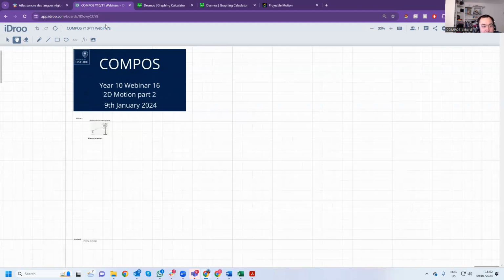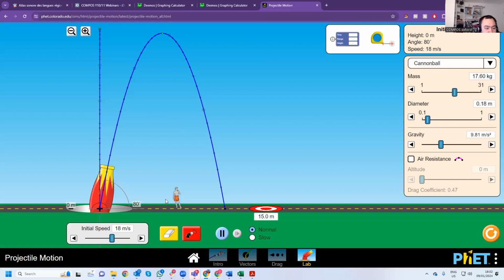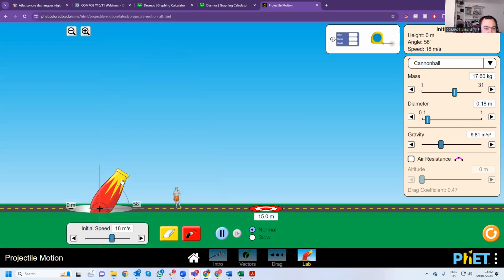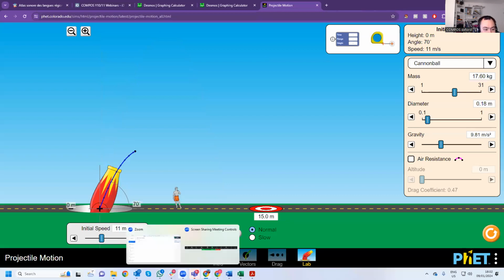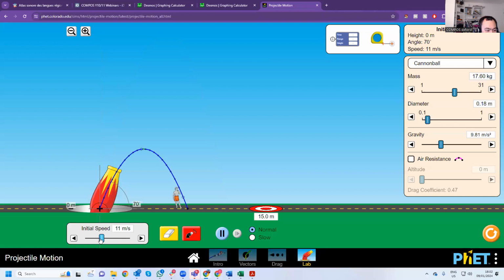Last time we spoke about this, we were talking about projectile motion, and we saw different approaches. So this is an animation. We can change the angle, we can change the speed, and we can get some interesting results. So this is at 11 meters per second. This is 13 meters per second. This is 15 meters per second. So quite predictable, right? You go further if you shoot at a higher speed.